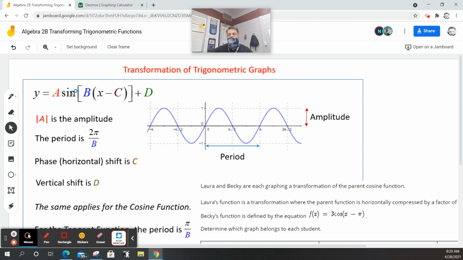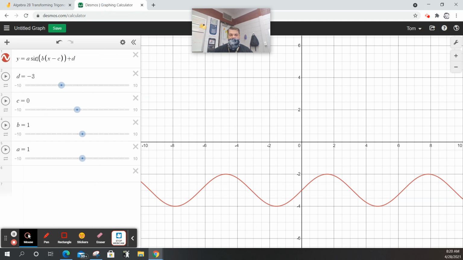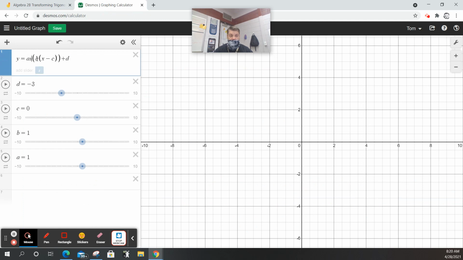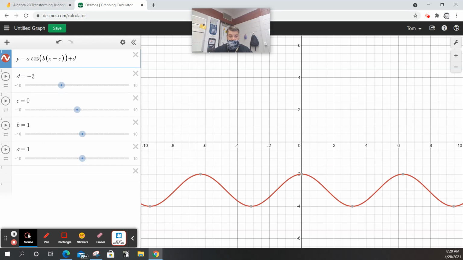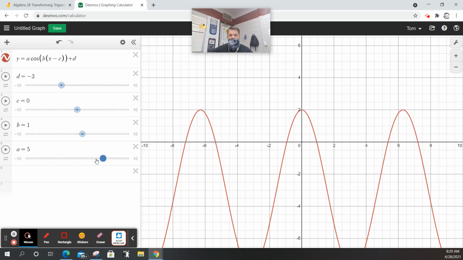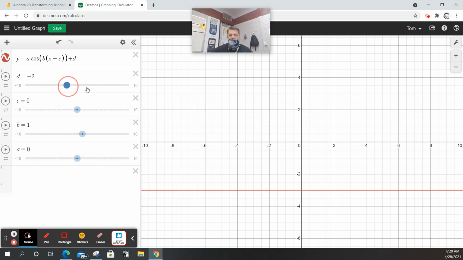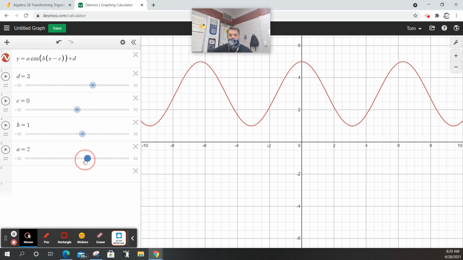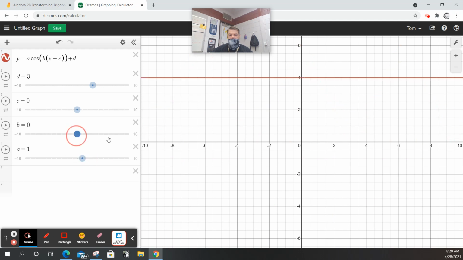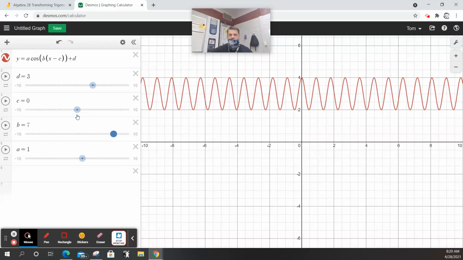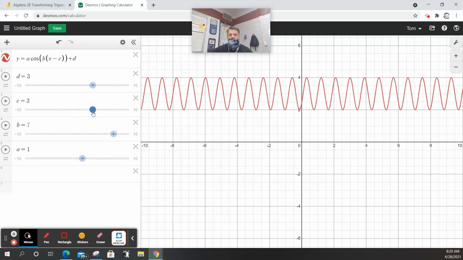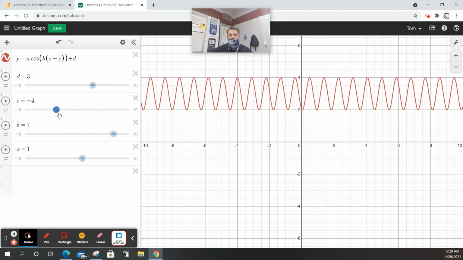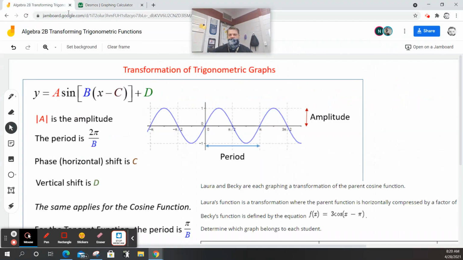Well, it's the same thing for cosine. If I come in here and type in cosine, it still does the same thing. So A will change the amplitude. D changes the shifting up or down. A needs to be 1. B compresses it or stretches it out, and then C shifts it left or right. I'm saying the wrong thing, but you know what I mean.